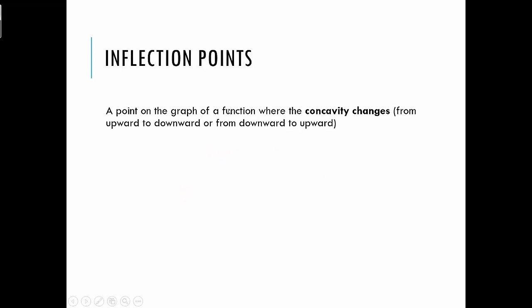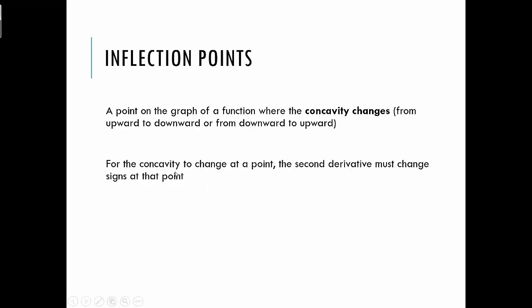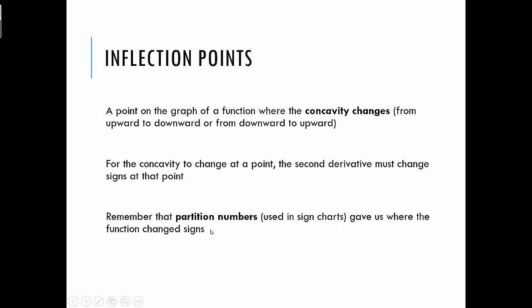A point on the graph of a function where the concavity changes, so from concave up to concave down or vice versa, is called an inflection point. If you remember, a critical point was where the first derivative equals 0. Here, for the concavity to change at a point, the second derivative must change signs at that point. This is what we were using with our sign chart, but with the first derivative; we can also look at the second derivative to see where the sign changes.